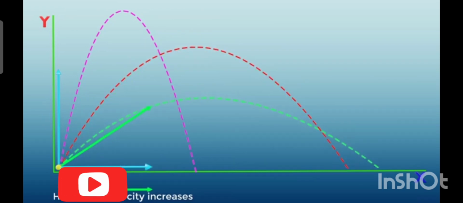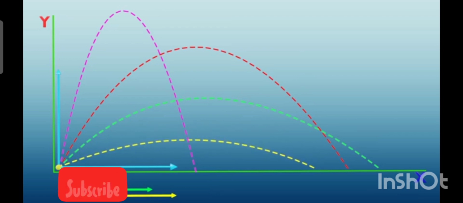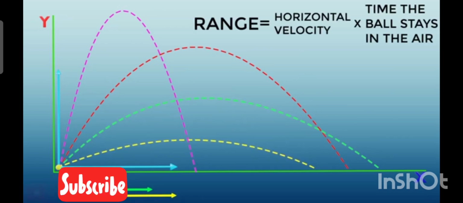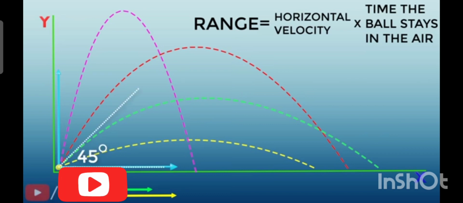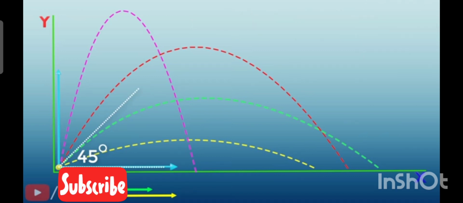Multiplication of two numbers will be maximum when both the factors have a good value. In this case, the time the ball spent in the air and horizontal velocity have a good value at the angle of 45 degrees. This is why you get maximum range when you throw the ball at 45 degrees.